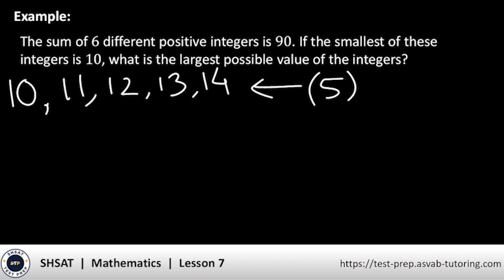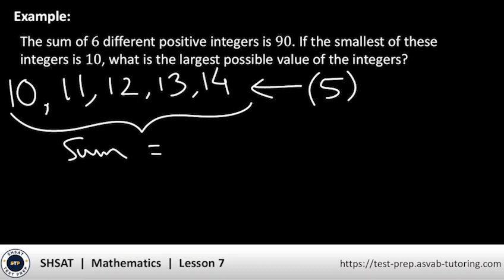However, it did ask for the largest number. So the largest number can be what? The largest number can be God knows what. Why? Because it did not give us a final limit. So if the smallest 5 integers are these, for sure, what is the sum of these 5 numbers? So let's just figure out the sum. Let's just figure out their addition.